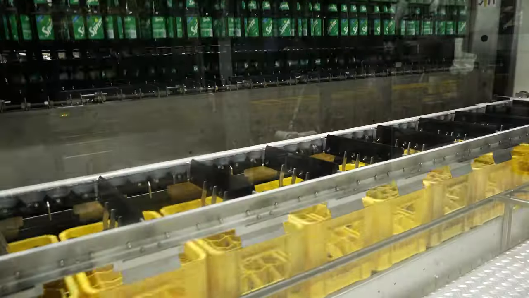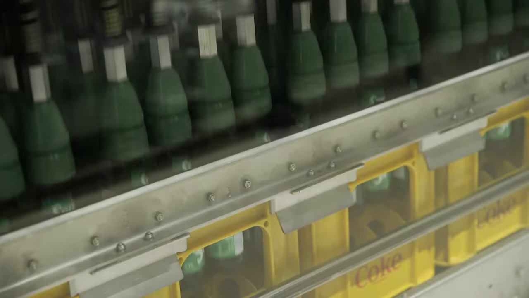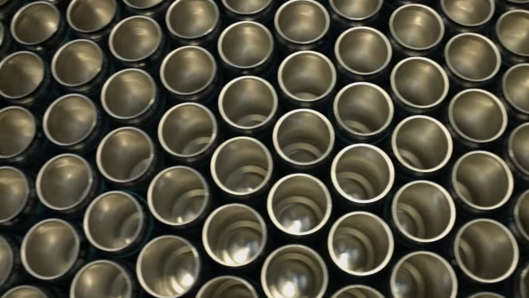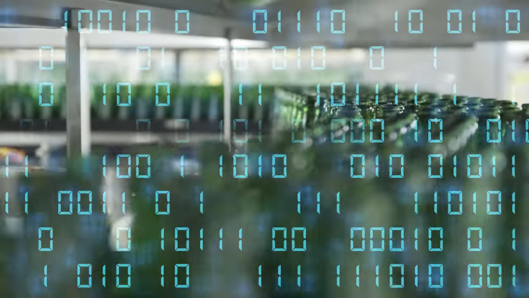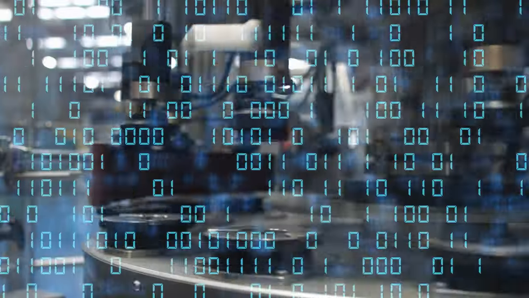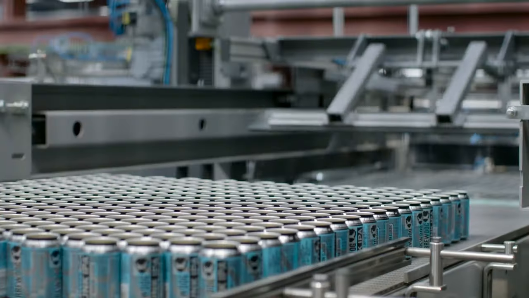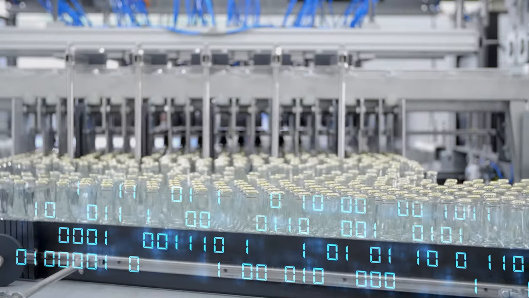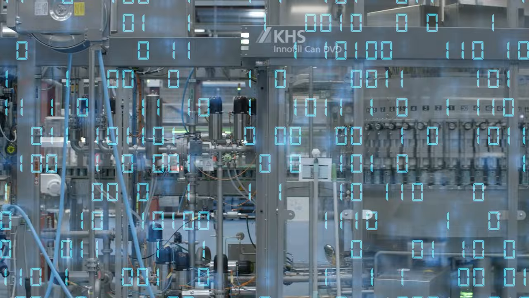The beverage industry is undergoing constant change worldwide. There's a clear trend towards more efficiency, greater sustainability, and constant optimization through the continuous evaluation of production data. KHS is moving with the times and permanently developing its concepts within the industry.